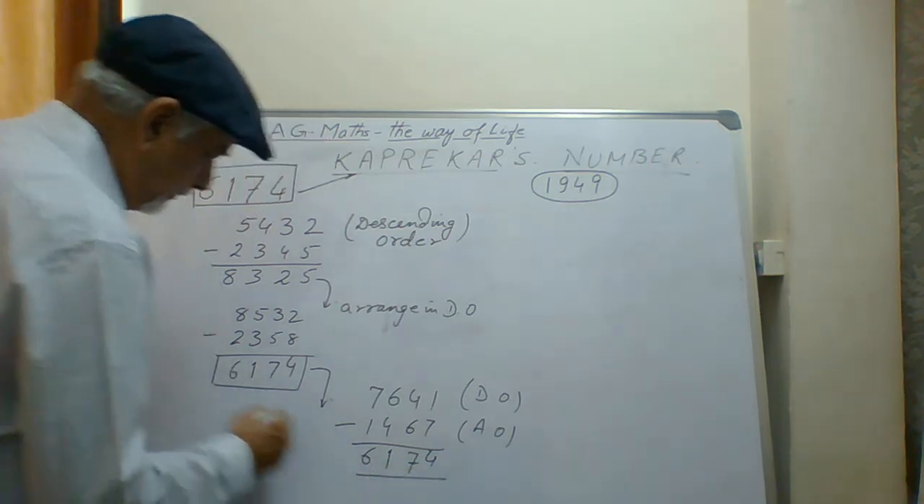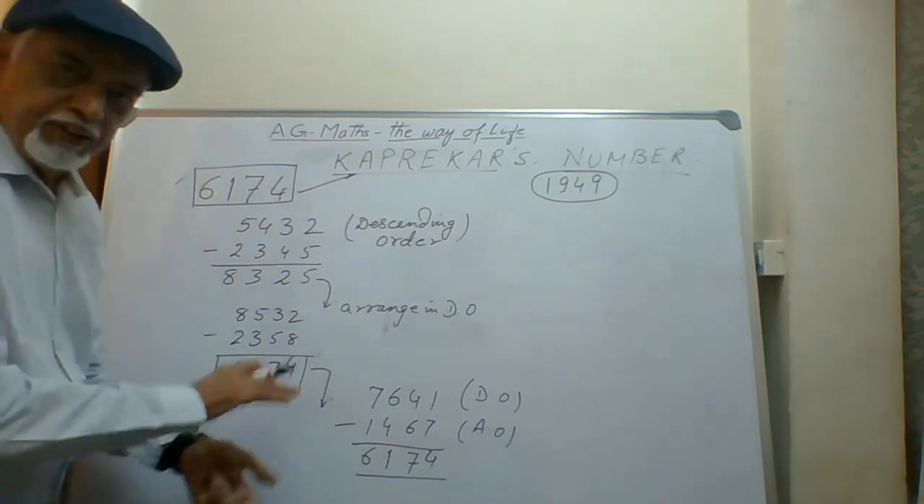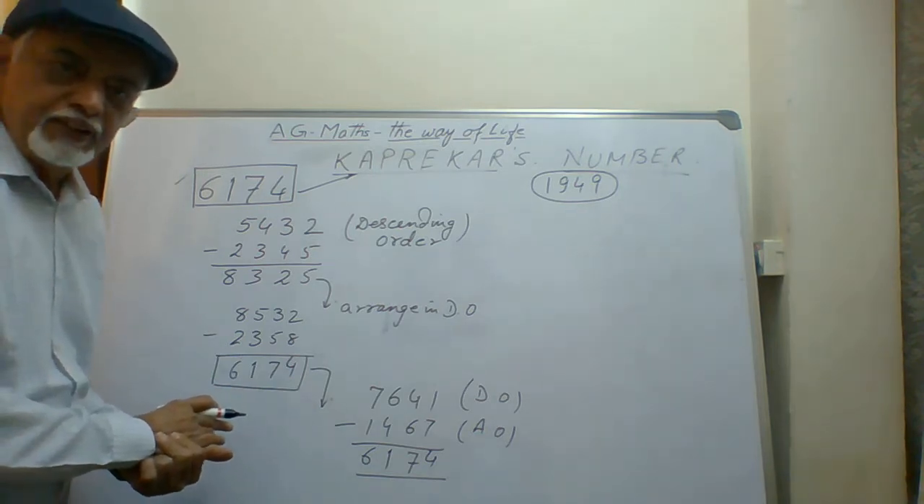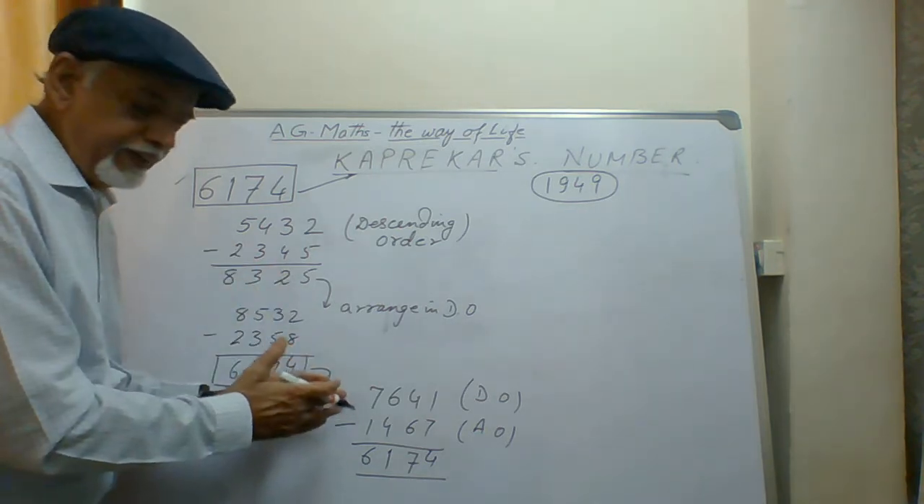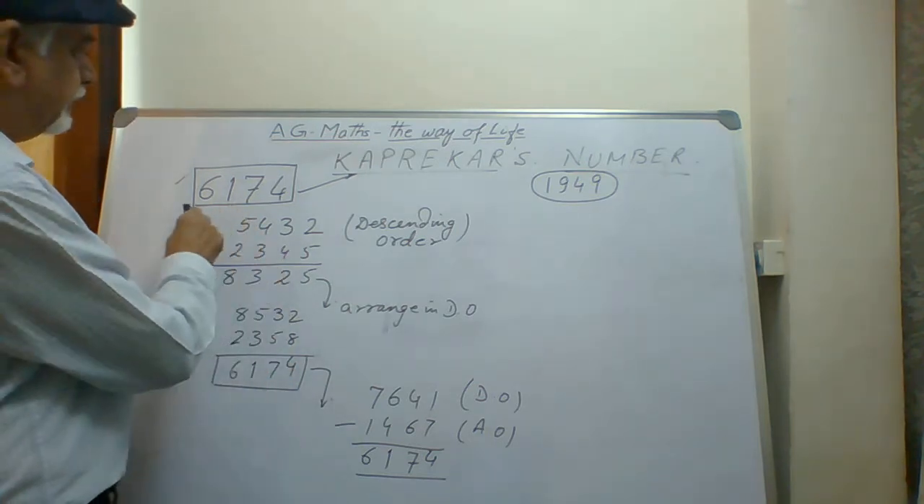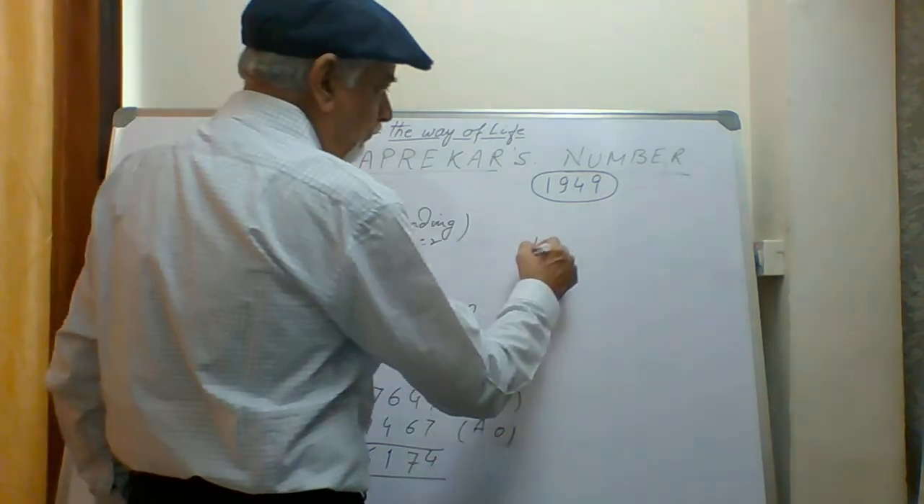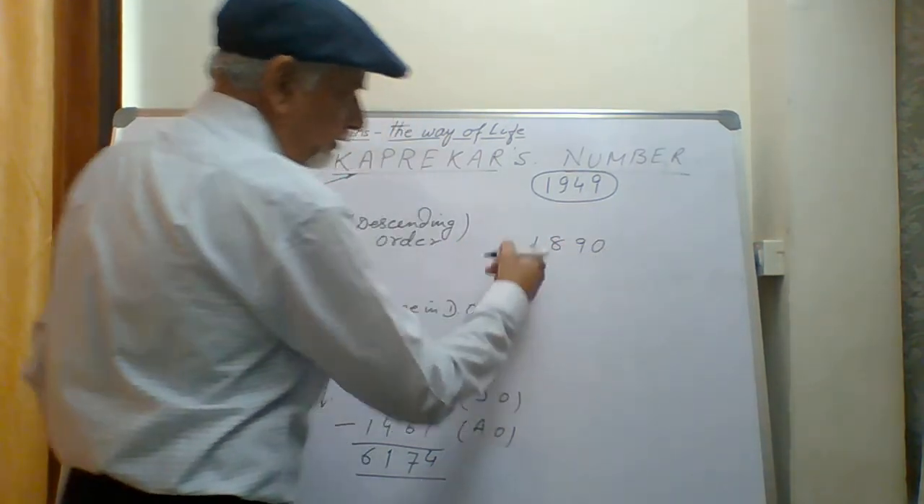So what did I get? Again the same thing. Whatever this number is, even after reversing it in ascending or descending order, you keep on getting the same thing. That is the specialty of this number. You can try with any number. I have picked up 5432. You can take 1890.